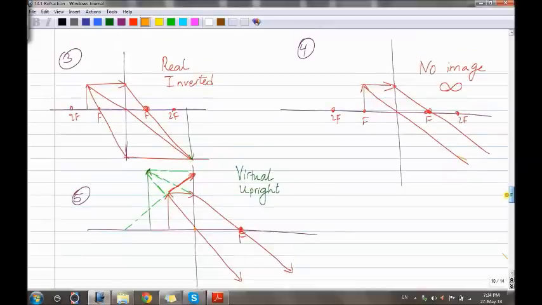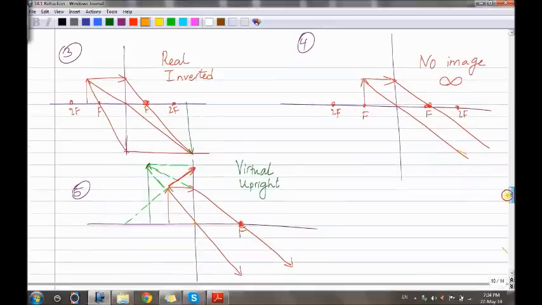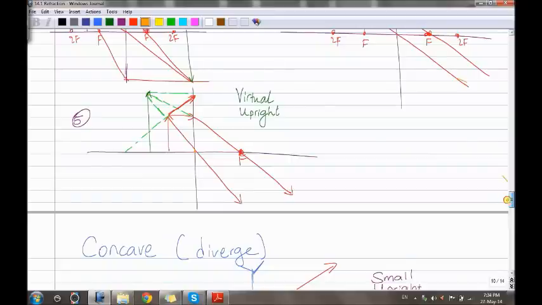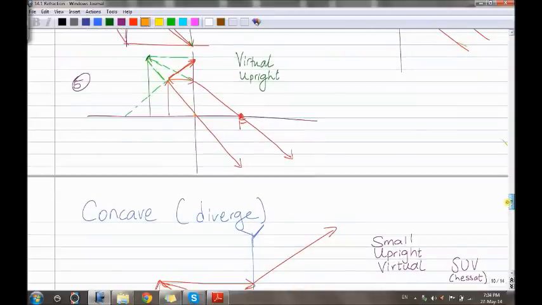So know that when the image is formed behind the mirror, it's real, and notice that when the image is formed in front of the mirror, it's virtual.